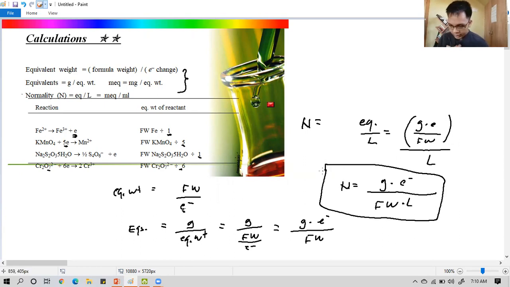And ang pinaka-crucial dito is yung number ng electron change natin na kung saan makukuha ninyo through balancing the redox reaction. Ayan, so yan yung pinaka-crucial. So you have to know first how to balance the redox reaction before proceeding in a redox titration. Kasi napaka-crucial niya. Yan.